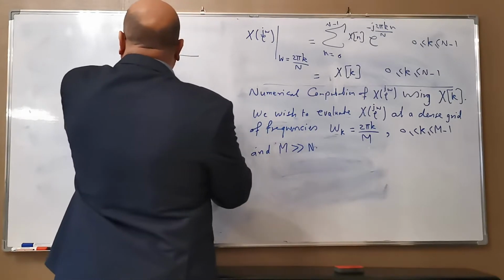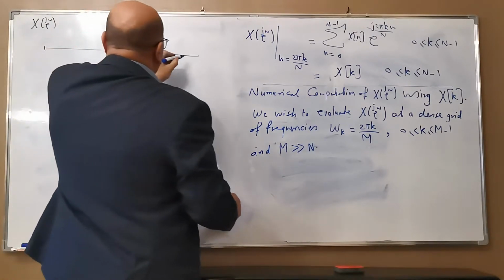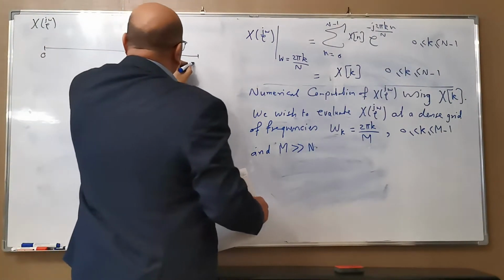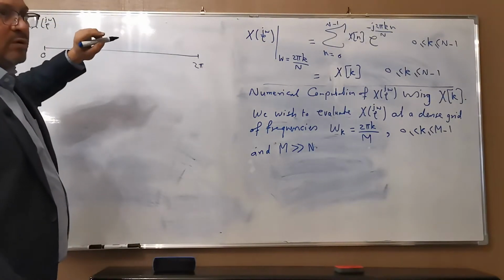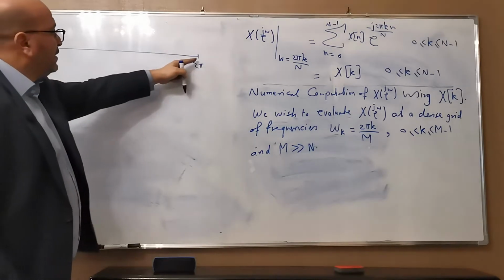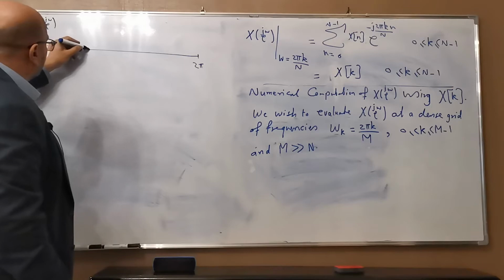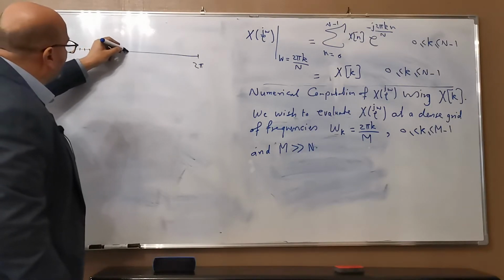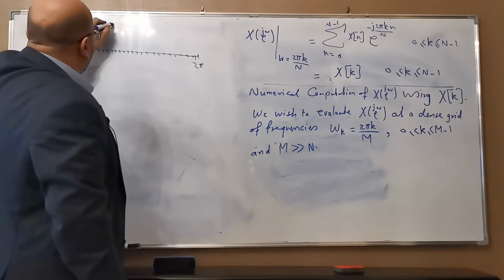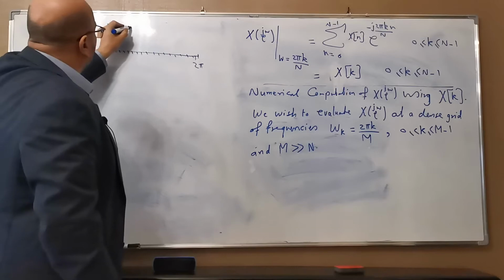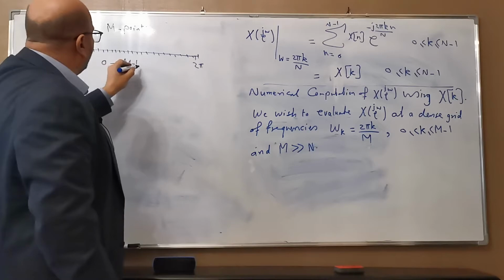I mean, if we would like to evaluate X(e^{jω}) over frequency from 0 to 2π, what we usually do in a computer is take this period and divide it into very small values. So you sample it and you take so many points inside. So the number of points here is M points, from 0 up to M minus 1.